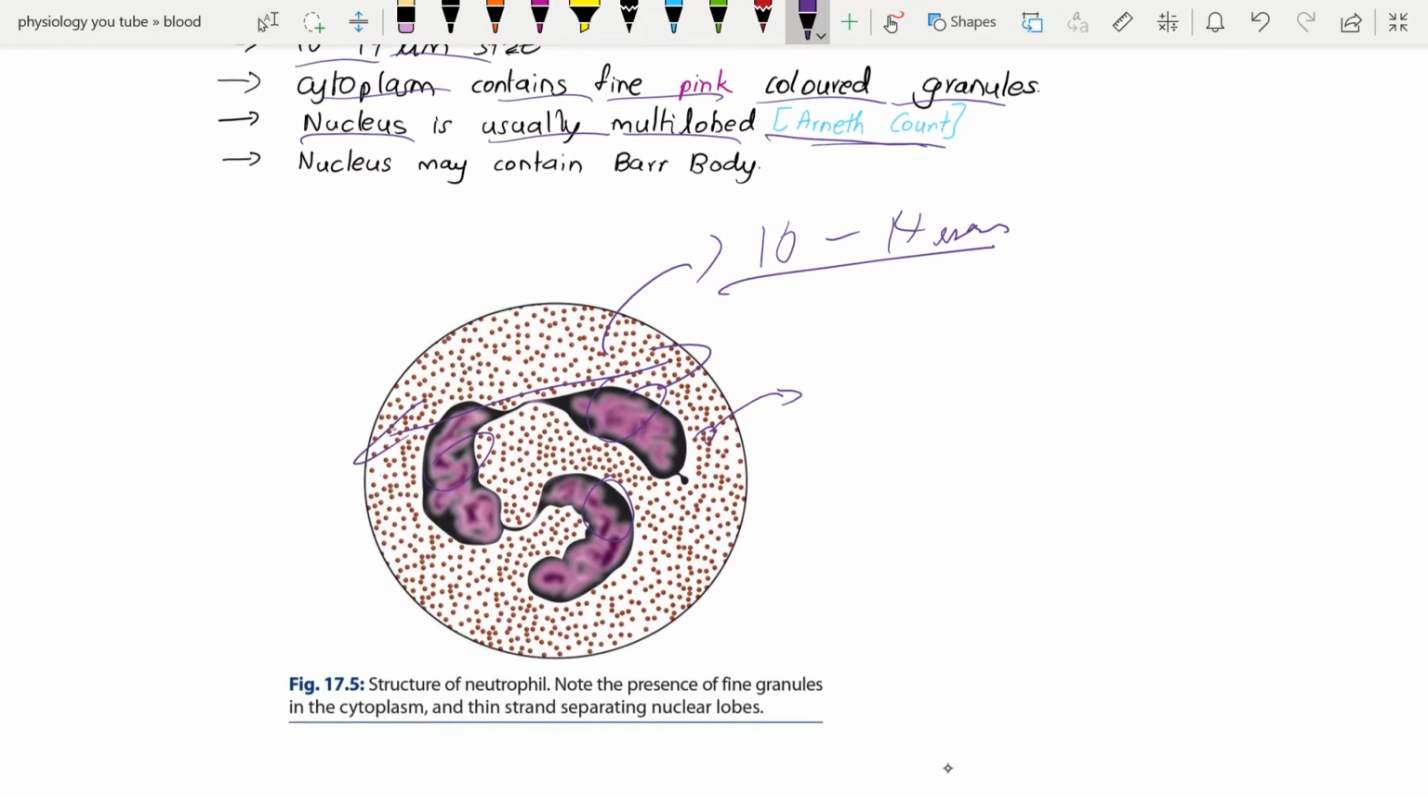Here I mentioned the RNA count. Soon I am going to tell you what the RNA count is. The nucleus may contain a Barr body. This Barr body helps us to identify the sex.